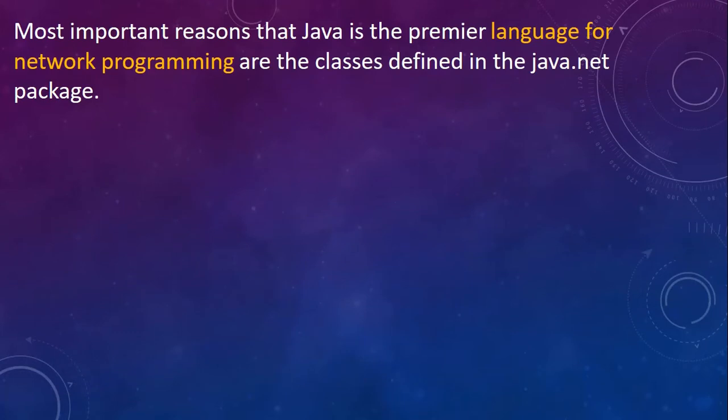You must understand that the most important reason why Java is considered the language for network programming is because it has a package called java.net, and this java.net package is very powerful. It houses all the different classes and interfaces which are very powerful in order to have this client-server interaction on the internet. Before we actually begin, let us see some networking basics.